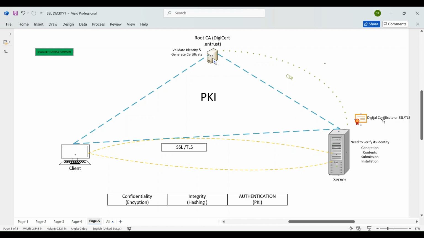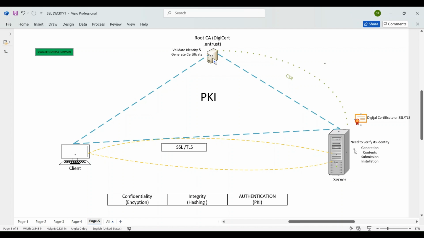But not anyone can give this digital certificate, right? Because it has to communicate with the rest of the world, not just its own network. If it were talking within its own network, then this digital certificate could be signed by a local CA. But here we need a global CA, a root CA, which is trusted all over the world. We have 8 or 9 global root CAs, like DigiCert. It will validate the identity of the server and generate the certificate.